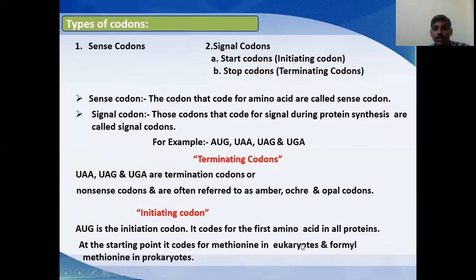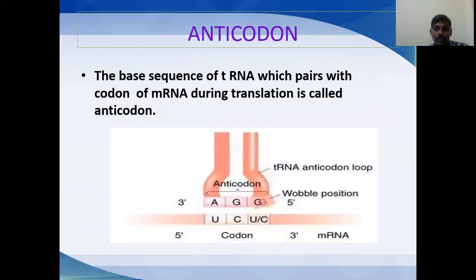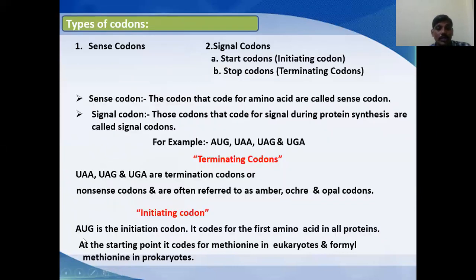It codes for the first amino acid in all proteins. During protein synthesis, whatever type of protein it is, a specific codon is required to initiate or begin the protein synthesis or translation process. It requires the codon AUG. This is the starting point. It codes for the amino acid methionine in eukaryotes and formyl methionine in prokaryotes.